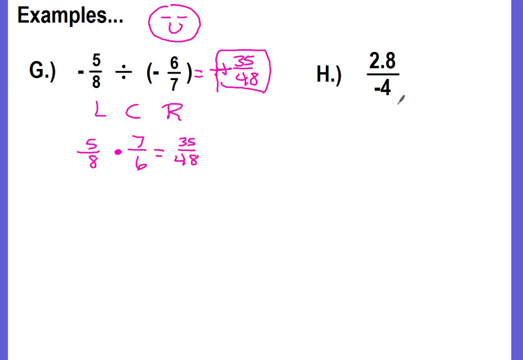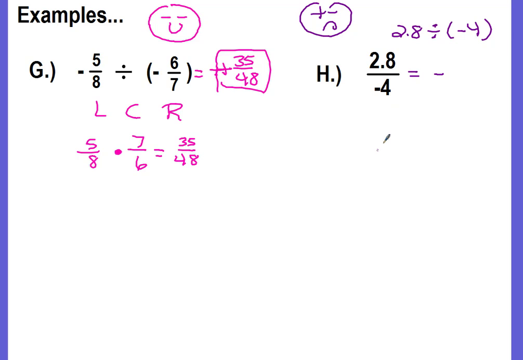And our last example, negative 2.8 divided by negative 4. This is the same as saying negative 2.8 divided by 4, just written in fraction form. All right, we're dividing a negative and a positive. He's not happy. He got into a fight. So our answer is going to be a negative.